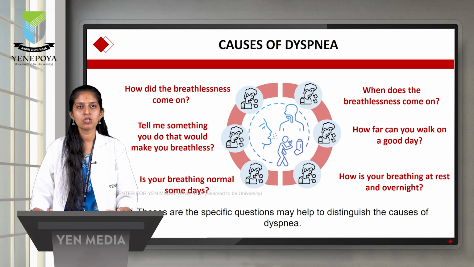And some other questions, like, is your breathing normal some days? This question is mainly helpful in asthmatic patients, because asthma will occur in a patient when there is a variation in the season, or variation between the morning and the night. Due to the variation in the day, you will see the symptoms worsen or get better. So this will help in asking whether the patient is normal on all days, or only some days the patient will feel breathlessness. That can be answered by this particular question. Then, how is your breathing at rest and overnight?